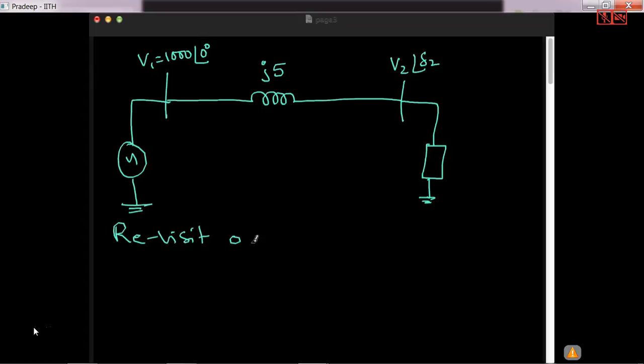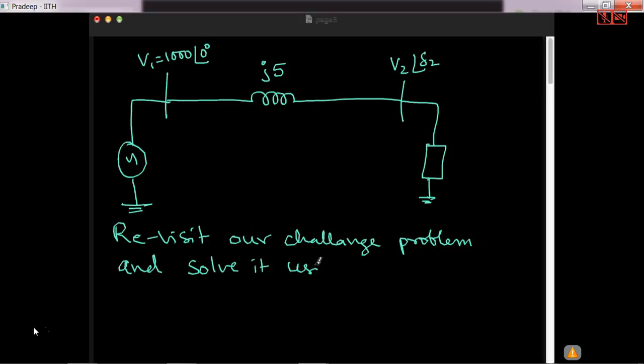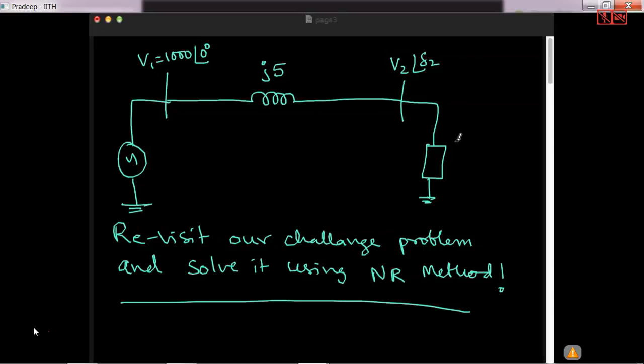Revisit our challenge problem and solve it using... So can somebody remind me what the values for S were? 10 kilowatt plus J 5 kVAR.